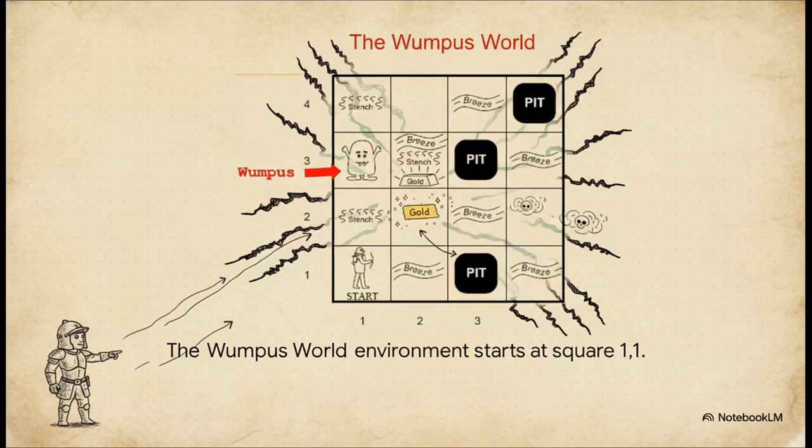The agent, our brave little explorer, always starts down in the bottom left corner at square 1-1. Now, the cave is partially observable, meaning the agent can only see the specific square it's currently standing in. The ultimate task? Navigate this grid, find the gold, and return home alive. But there's a catch, of course. There are lethal obstacles, bottomless pits, and a terrible monster called the Wumpus. Step on a pit or walk into the square with the Wumpus, and the game is immediately over.